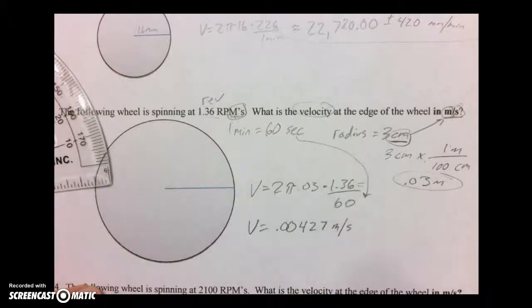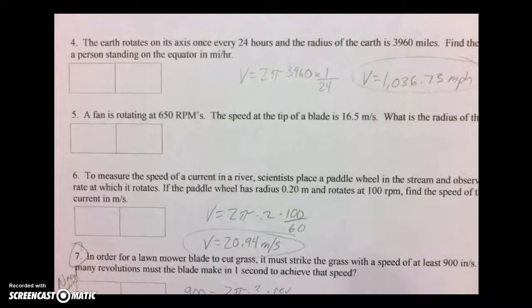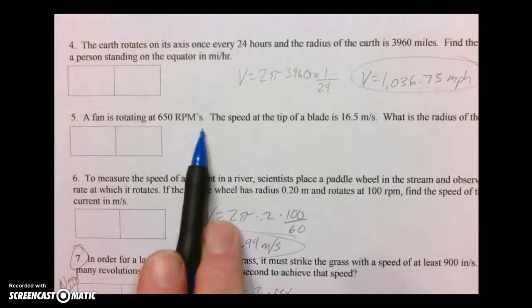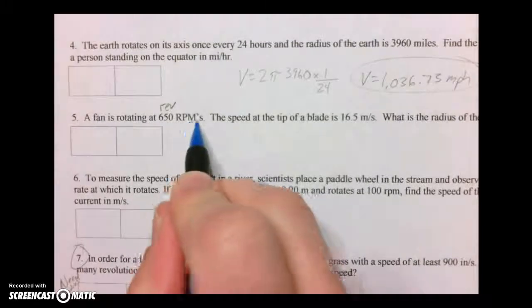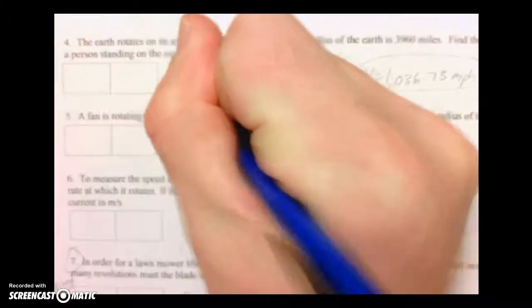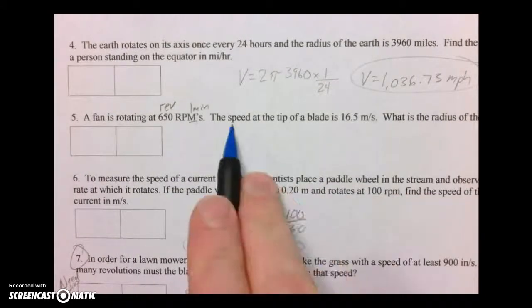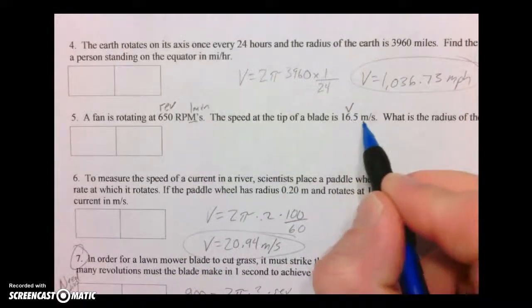Alright, on to question number 5. See a few of the other answers on here if you want to check them, but it says a fan is rotating at 650 RPMs. So again, the 650 is my revolutions. The M stands for 1 minute. Okay, and it says the speed at the tip of the blade is 16.5 meters per second. So because it says speed, this is my velocity. The 16.5 meters per second.